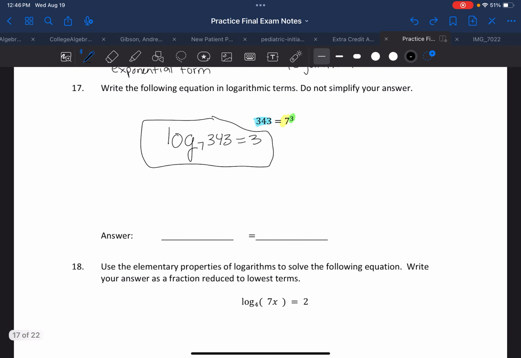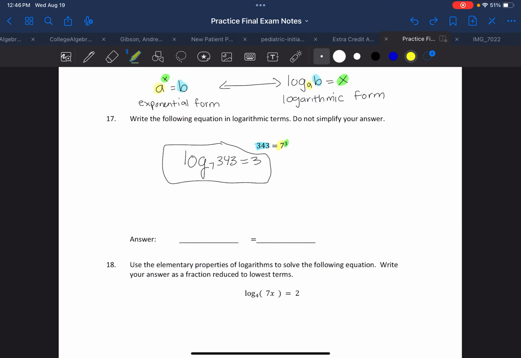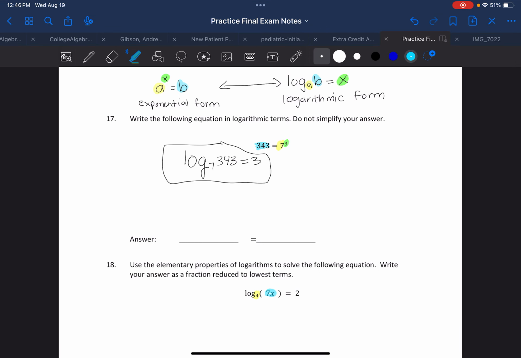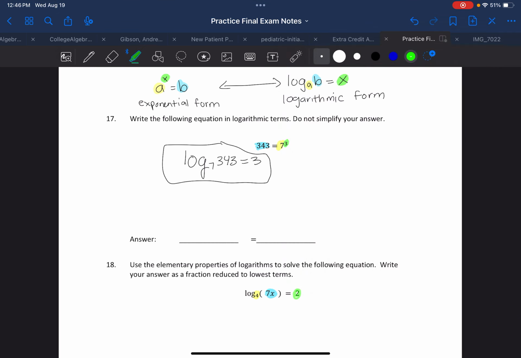So in this equation, the base, let me zoom out a little bit. The base is 4 here, so that will be my a. The expression on the inside is 7x, so that is my b. And 2 is what the log is equal to, so that will be my x. In terms of this form is what I'm talking about when I say it's my x. So I'm highlighting it in the same colors.